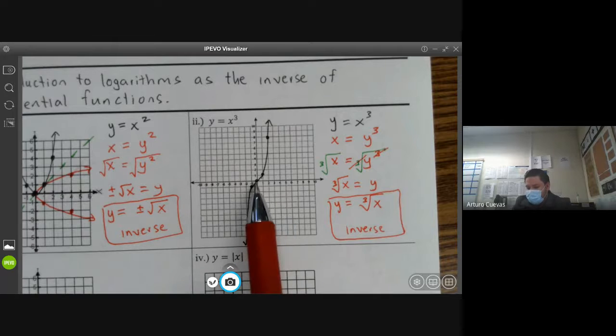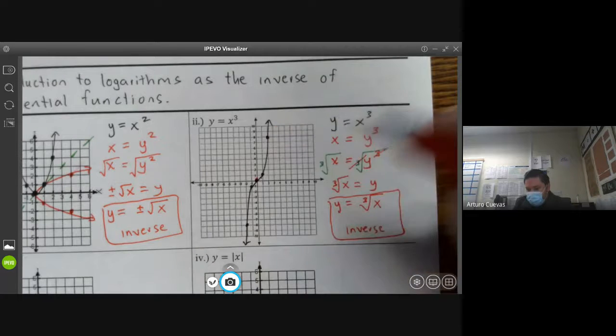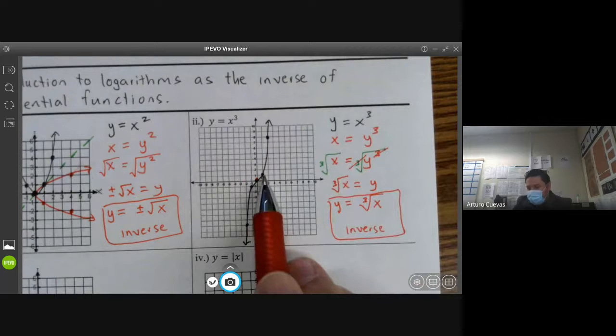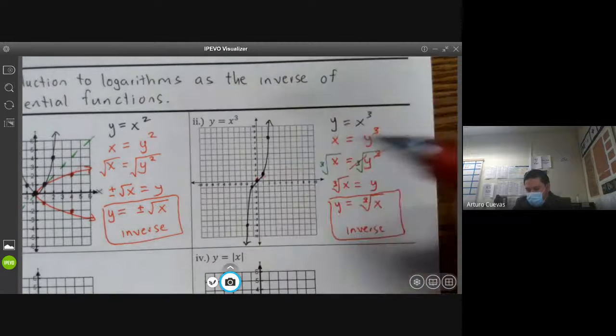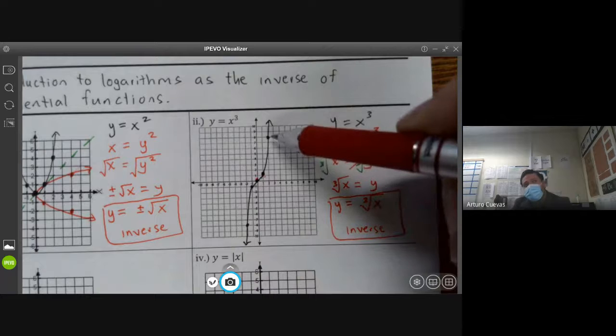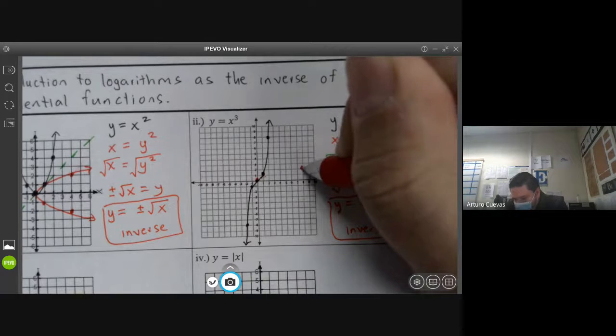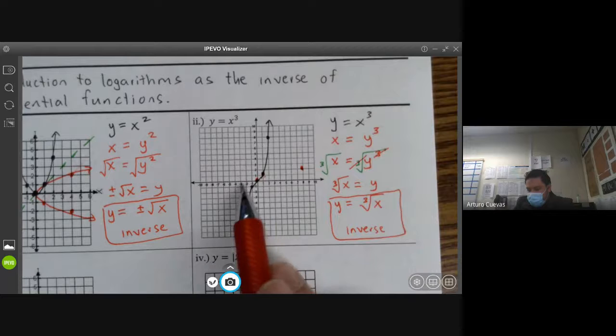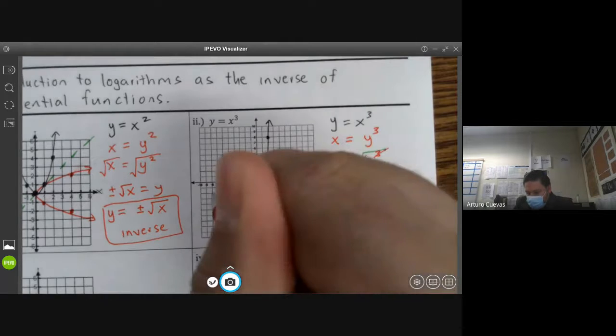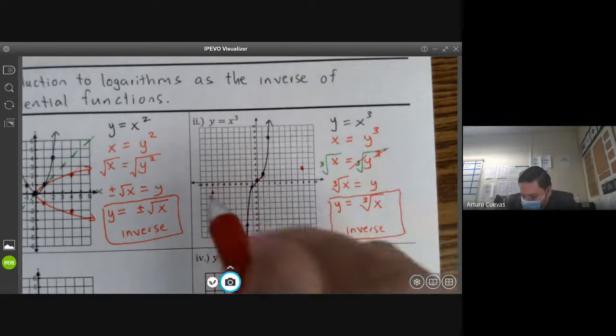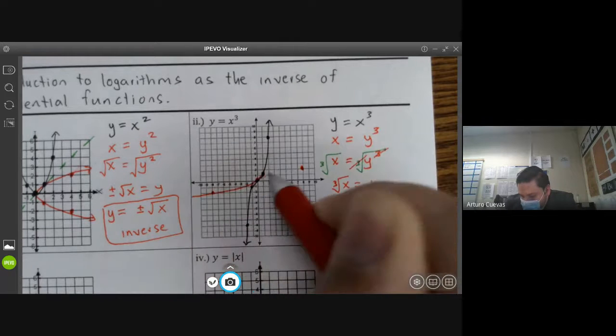So if this parent graph has 0, 0, and we flip 0, 0, we're going to end up at 0, 0. If we flip 1, 1, we're going to end up at 1, 1. If we flip 2, 8, we're going to end up at 8, 2, right? If we flip the x and the y. And if we flip -2, -8, we're going to end up at -8, -2. So our cube root graph looks like this.